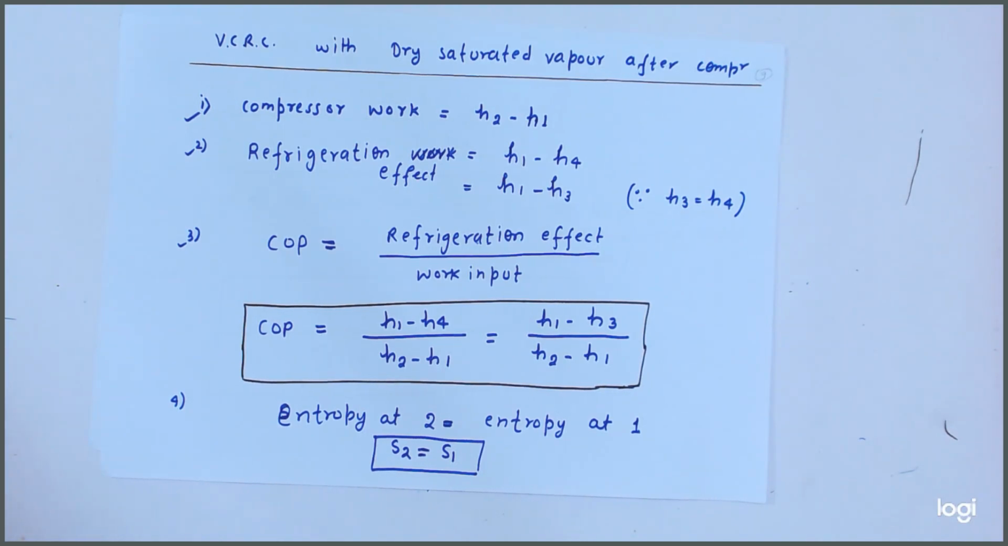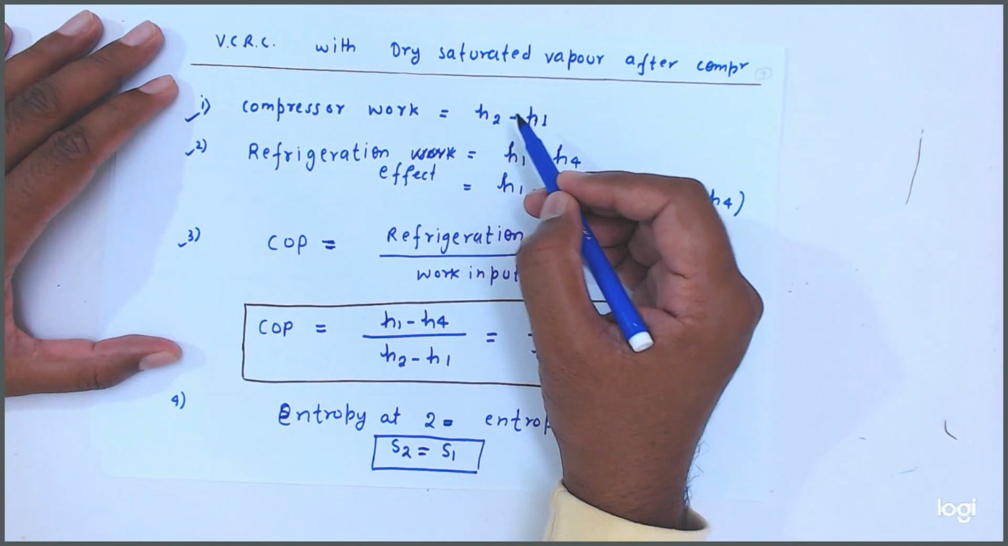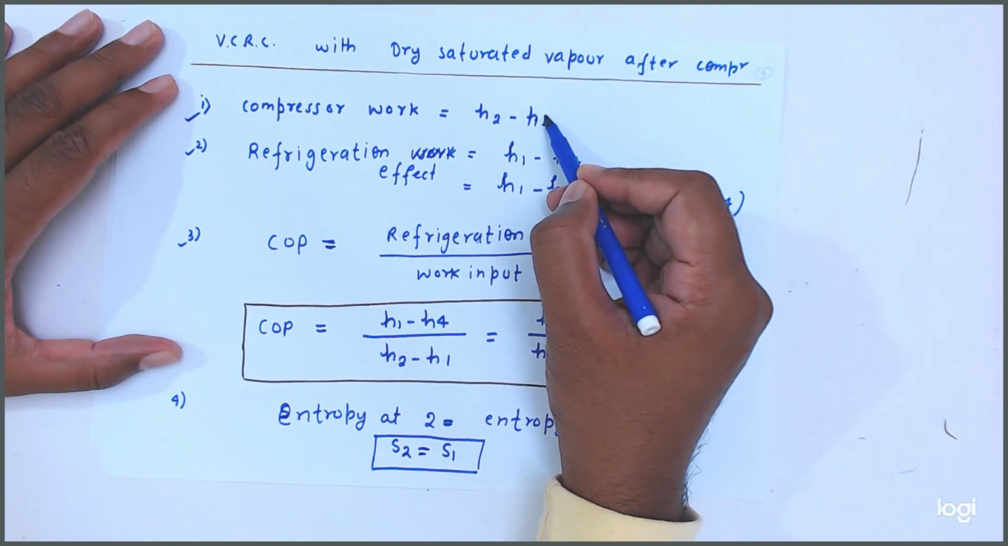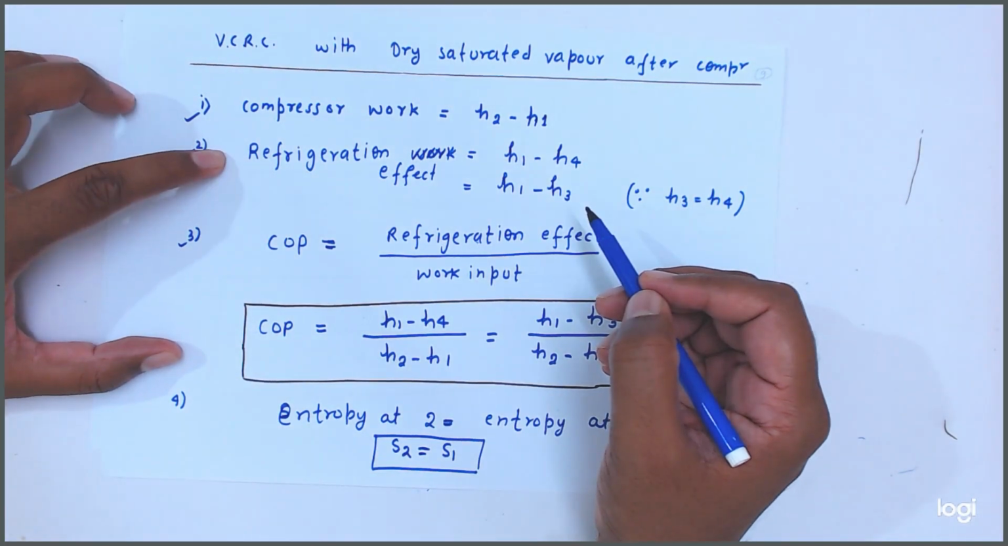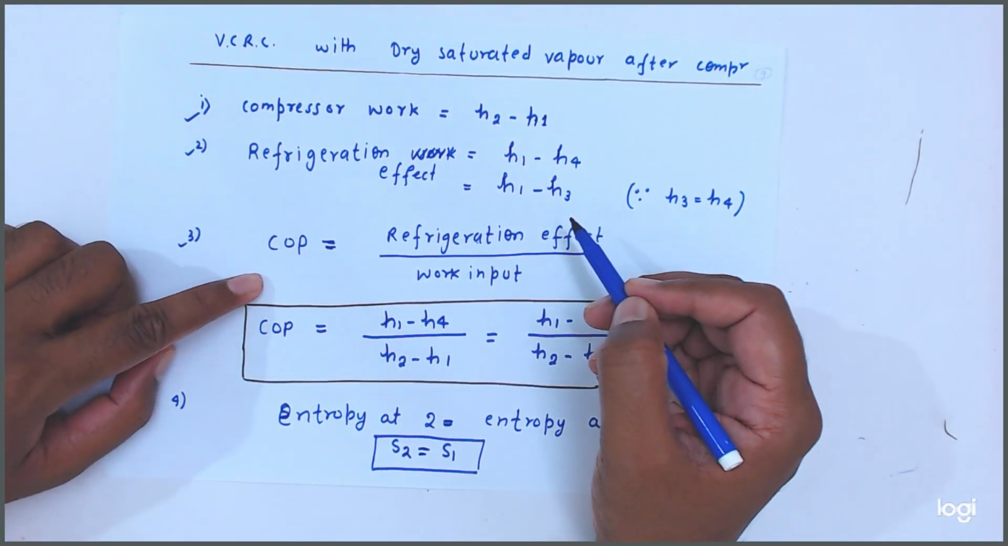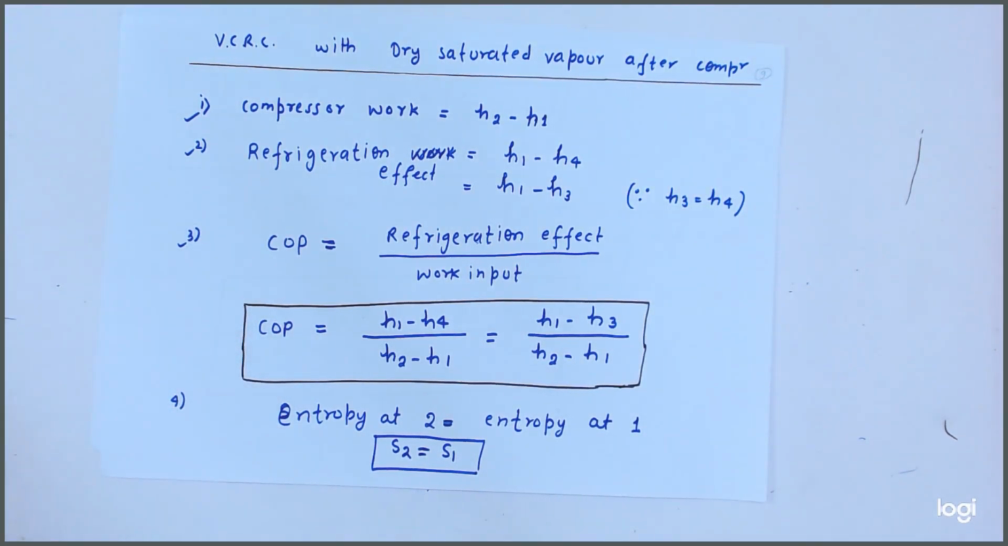I will try to explain again. Just the concept is there: how can you find the value of S2, how can you find the value of H1 and H3, so that compressor work and refrigeration effect we can find, then COP we can find. Okay friends. So friends, thank you.